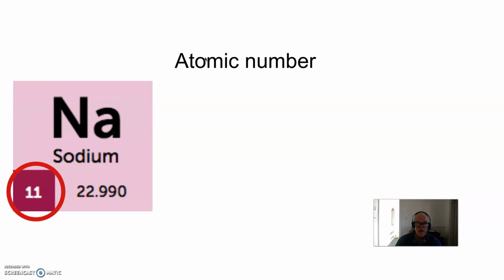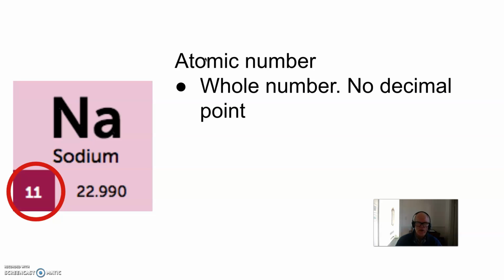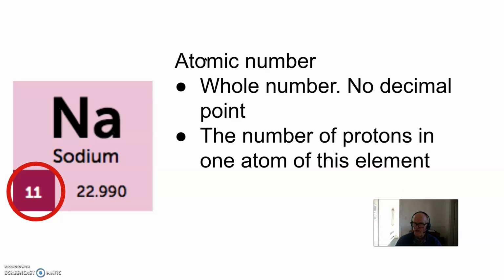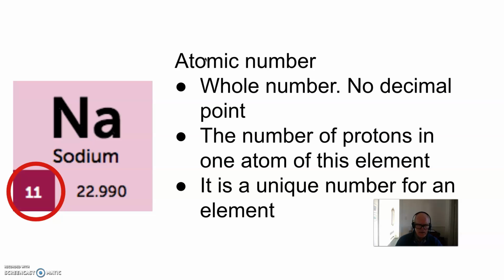Another piece of information that we come across on the periodic table is the atomic number. Now, we don't need the atomic number when we're trying to measure the mass of elements, but we want to be able to recognize the atomic number so that we don't confuse it with the mass. The atomic number is a whole number. It doesn't have any decimal point. That whole number stands for the number of protons in one atom of an element, and that number of protons is unique to the element.